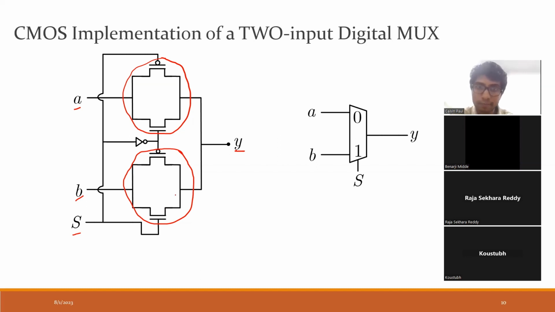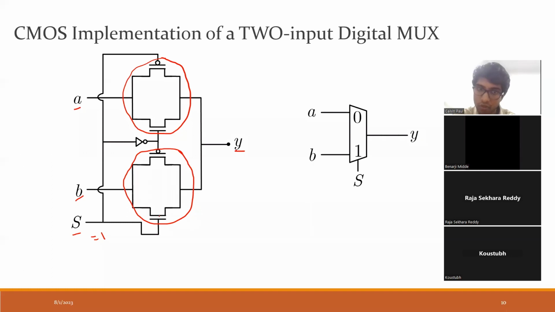So suppose I give S equal to 1. By this block diagram, I understand if S is 1, then Y will be equal to B. But now I will look into the circuit. How is this being implemented? I give S to be 1.